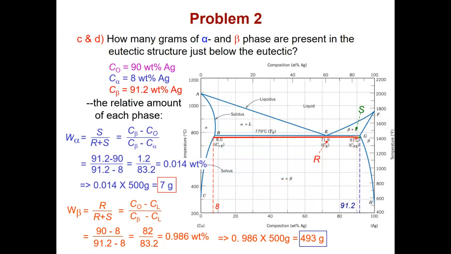It's very obvious that this point is close to the beta phase compared to the alpha phase. So there is a lot more beta at this point, at this temperature, than alpha. So if we apply the lever rule the same as before, we end up with only 7% of alpha, and what is left is 493 grams of beta phase, which is reasonable because this point is closer to beta and we will have a lot more beta than alpha.